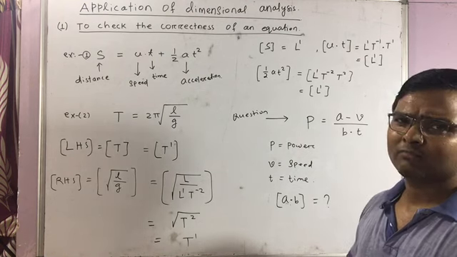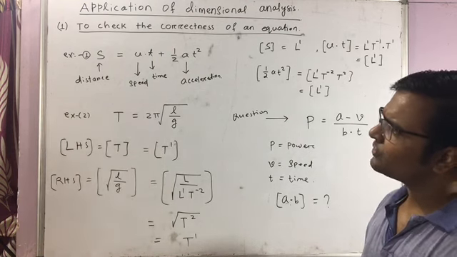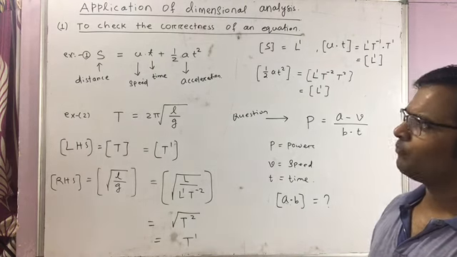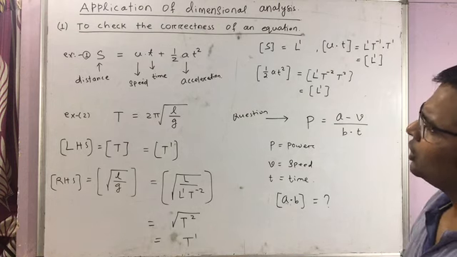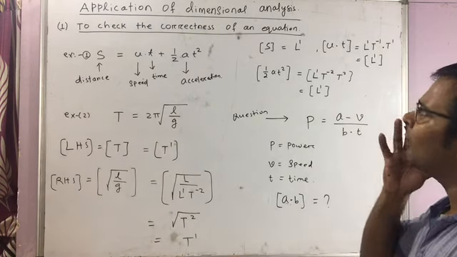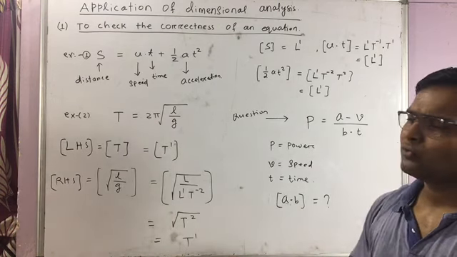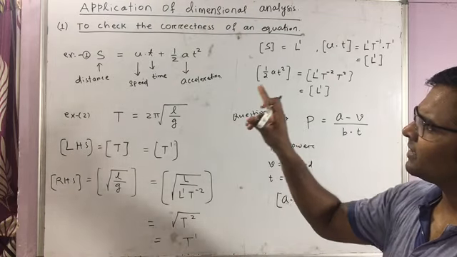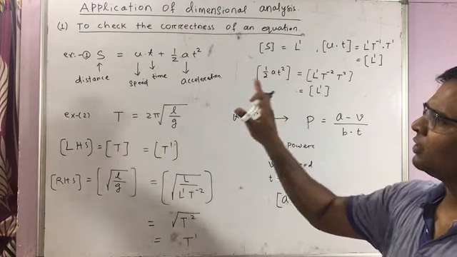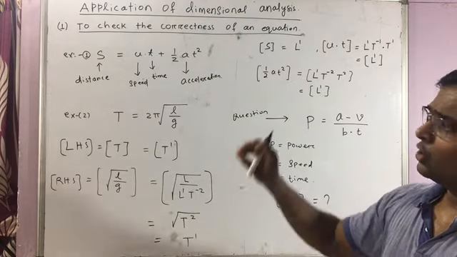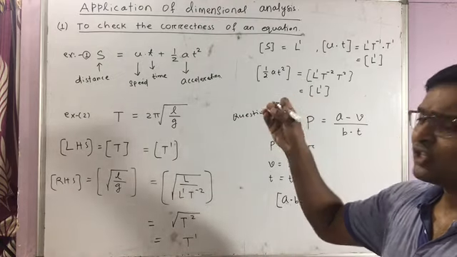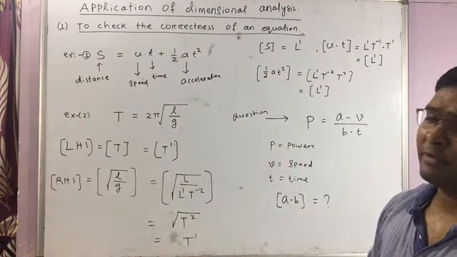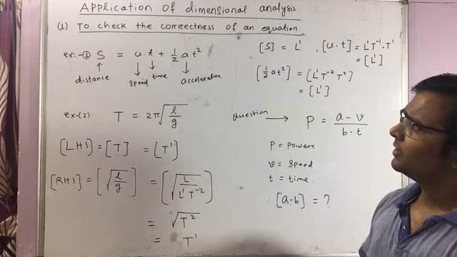It has 3 to 4 varieties of applications. Let us check the first application. The first application is to check the correctness of an equation. Suppose one equation is given, a mathematical relation between all the physical quantities is given. To know whether that equation is correct or not, this dimensional formula is useful.